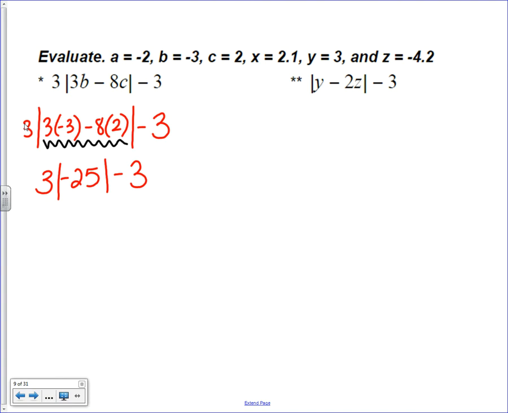Everything is done in the bars, right, folks? Okay, now you ask yourself, what is the absolute value of negative 25? 25. But folks, isn't there a 3 out in front of that? There's a 3 out front and a minus 3 at the end. So what does that mean to do? Multiply. Yeah. 3 times 25 is 75. Minus the 3 makes 72 for your final answer.